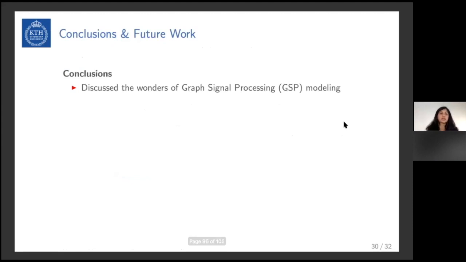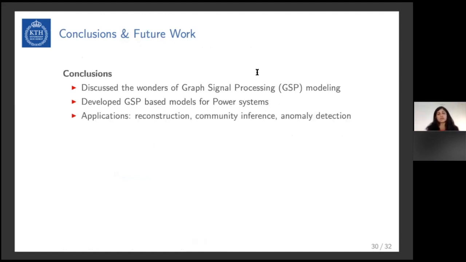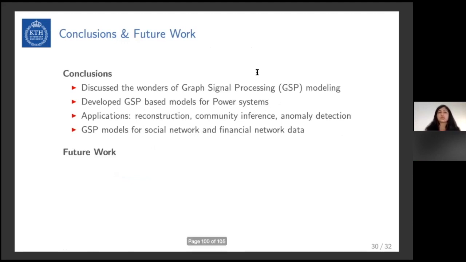So with that, I am going to conclude, saying today we discussed the wonders of graph signal processing, especially the modeling part, and we developed GSP based models for the power systems, and we applied this for reconstruction, community inference, anomaly detection, and we also briefly discussed some GSP models for social network and financial network data.